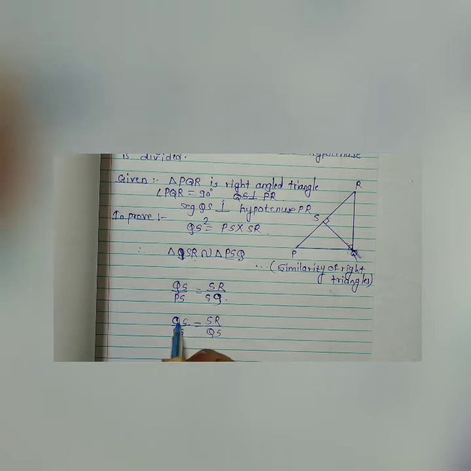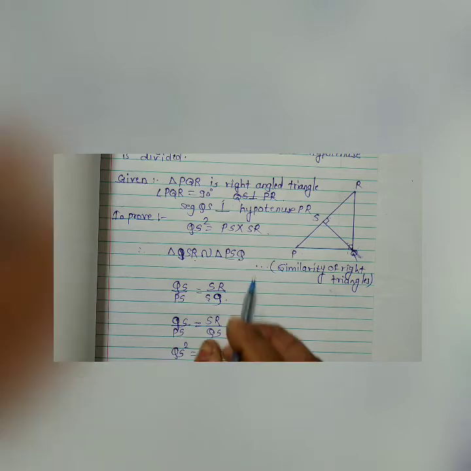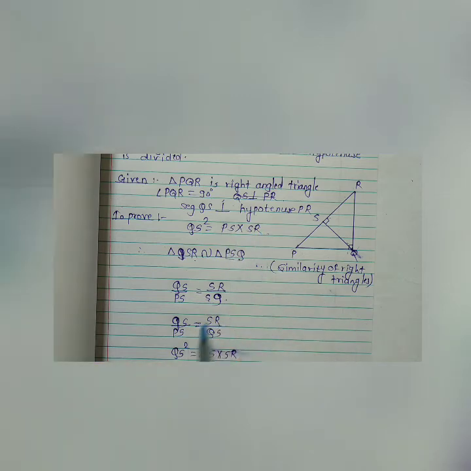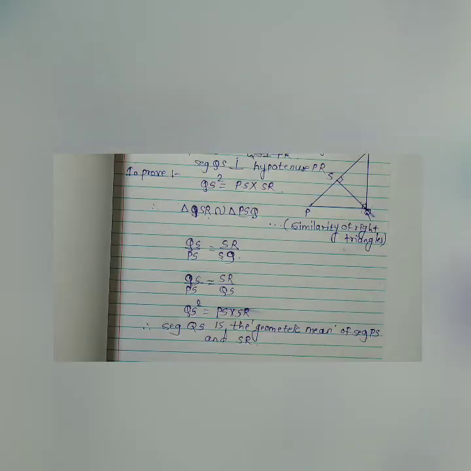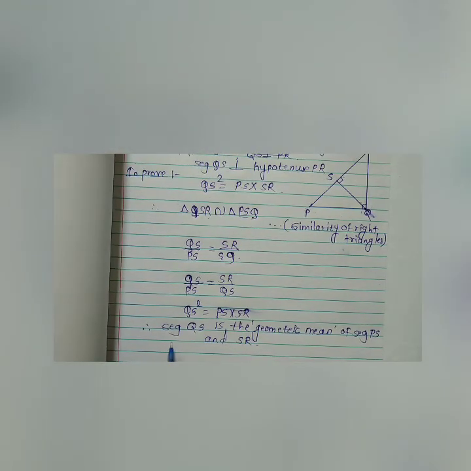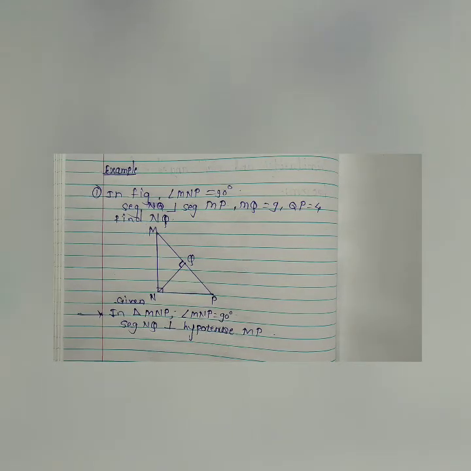Cross multiplication QS into QS, we get QS square is equal to PS into SR. And आपको यही प्रूव करना है, QS square is equal to PS into SR. That is, segment QS is the geometric mean of segments PS and SR. Now we see the examples on the theorem.